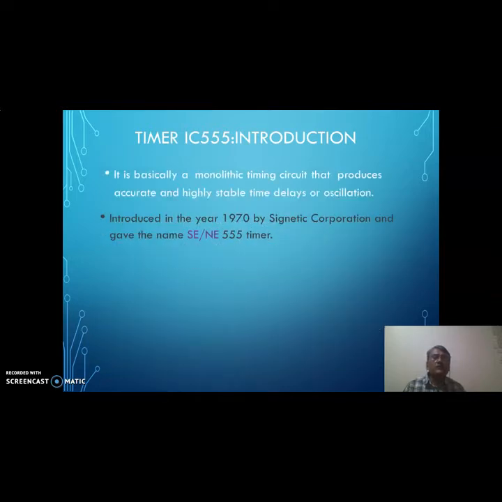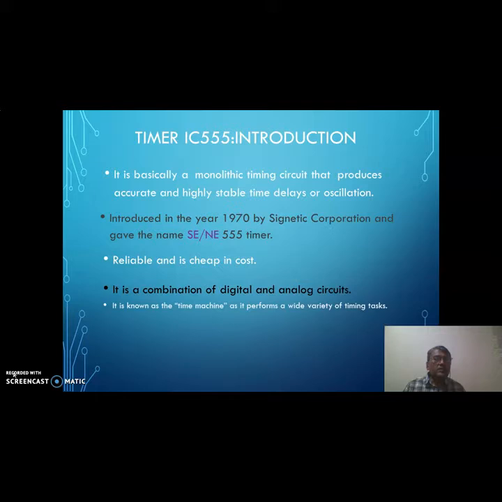So this timer is basically a monolithic circuit that produces accurate and highly stable time delays or oscillations. It was introduced in 1970 by Signetics Corporation and given the name NE555 timer. This timer IC555 is reliable and cheap in cost. It is also a combination of digital as well as analog circuits. It is known as the time machine as it performs a variety of timing tasks. It works as a multivibrator. Basically it works as an astable multivibrator, or free-running multivibrator, and the monostable multivibrator.